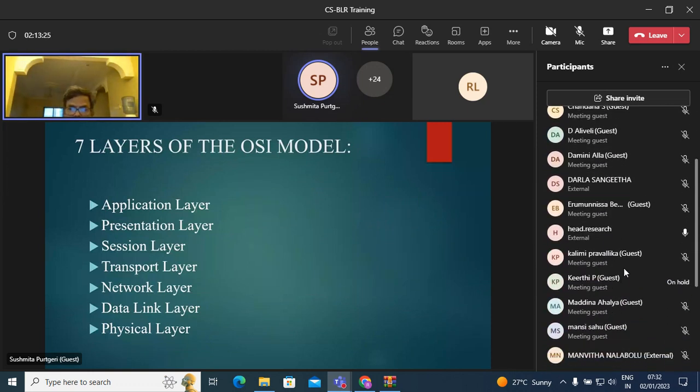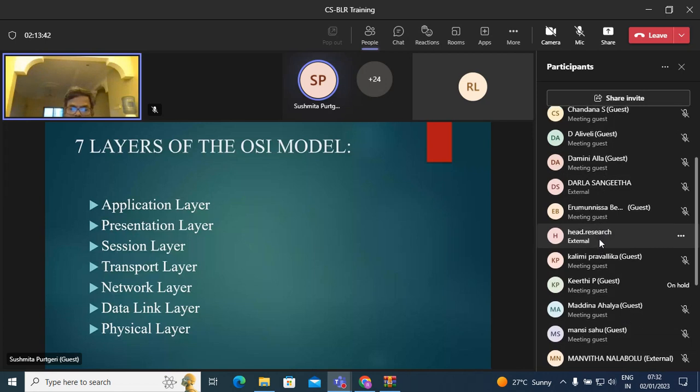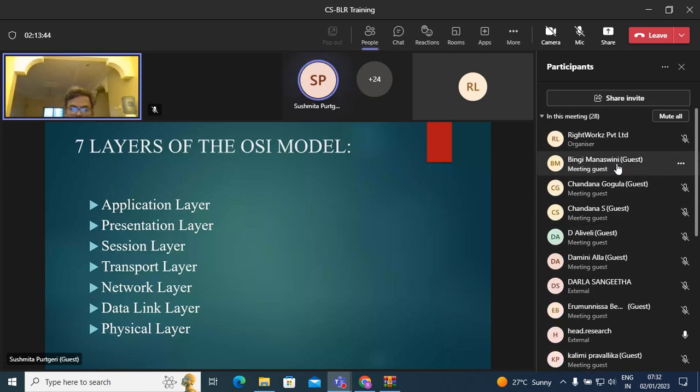The first one is physical layer. It transmits a raw bit stream over the physical medium. And the second, data link layer. It defines the format of data on the network. And the third one, network layer, decides which physical path the data will take. And the transport layer transmits the data using transmission protocols including TCP and UDP.